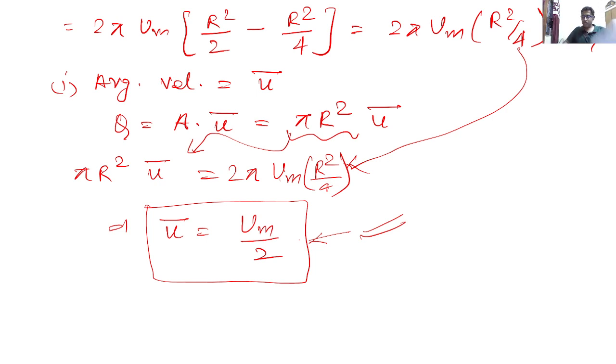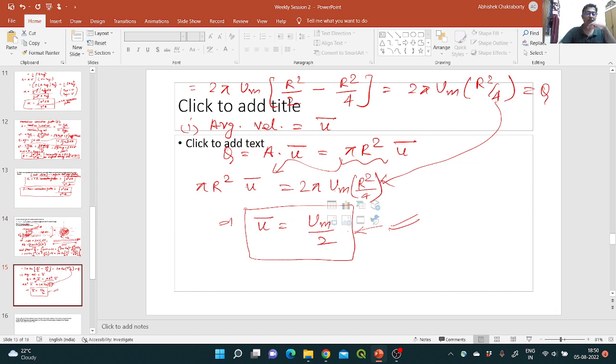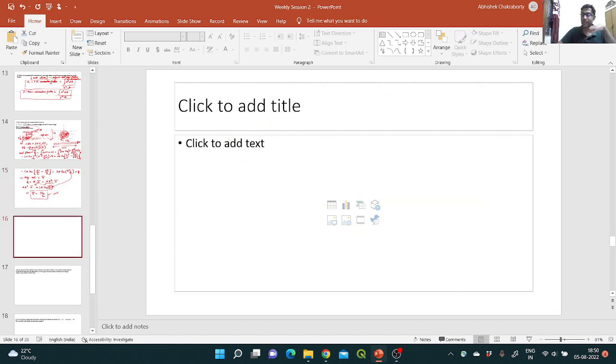Now moving on, we need to find out the momentum correction factor also. That was the second question. We also need to find out the momentum correction factor. It would look like this.